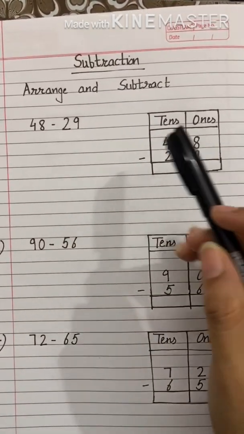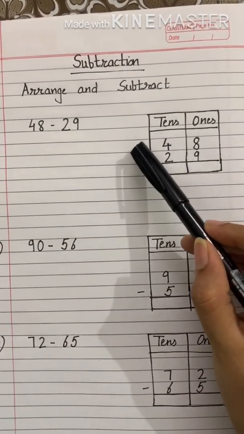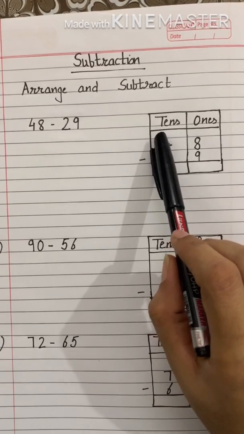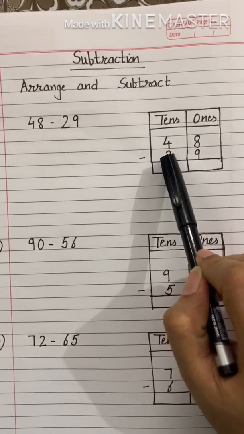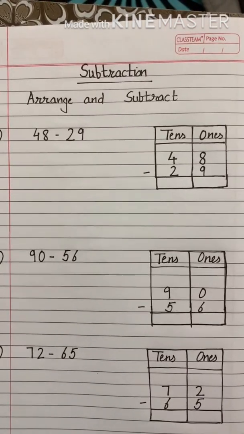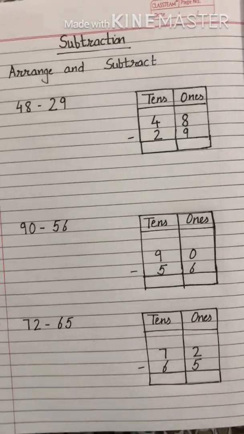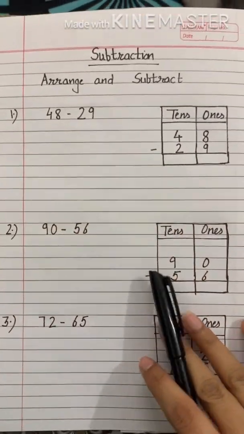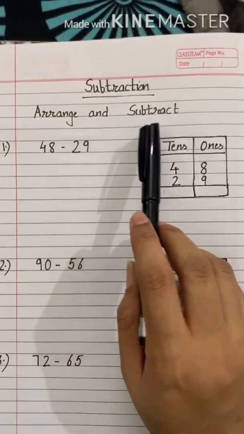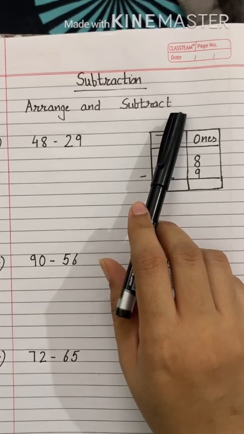As I told you, when we are subtracting two numbers, the first number which is written at the top is known as subtrahend, the second is known as minuend, and the third one, the answer, is known as difference. The answer is known as difference. So let's begin. Today we will be arranging the given numbers in columns and then performing the subtraction.